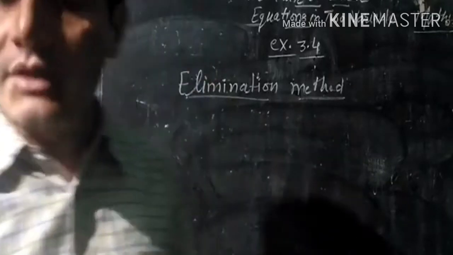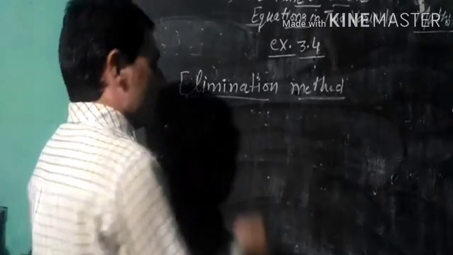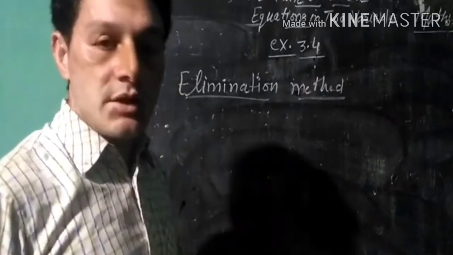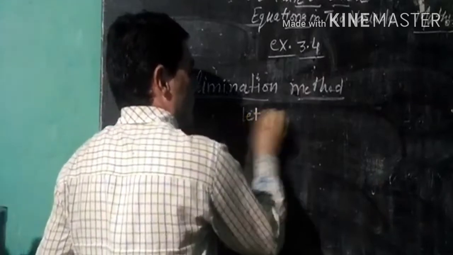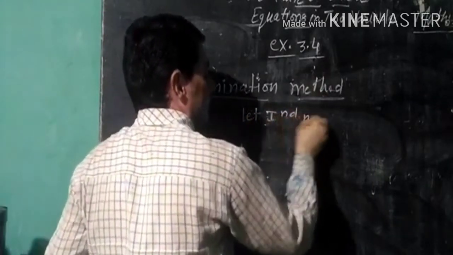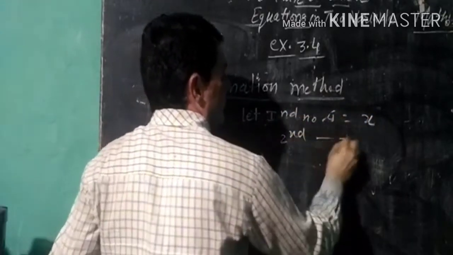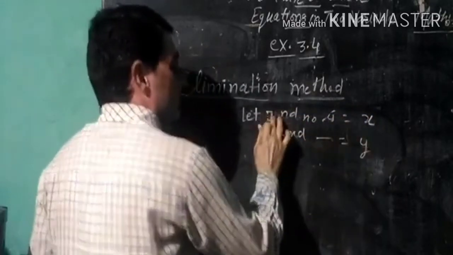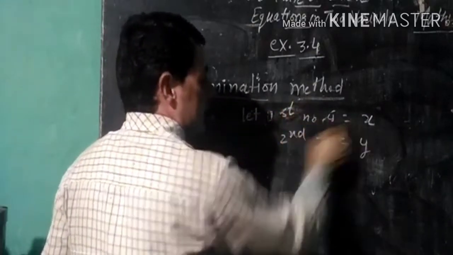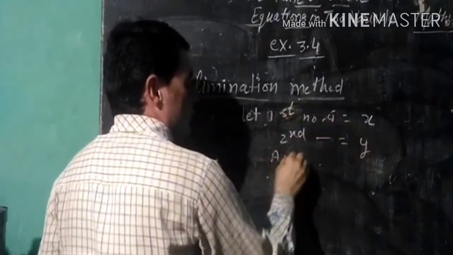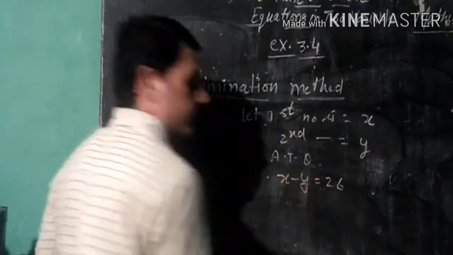This is elimination method. Suppose कीजिएगा the difference between the two numbers is 26. So let the first number be x and the second number be y. First number is x, second number is y. According to condition, first condition, the difference between these two is 26.